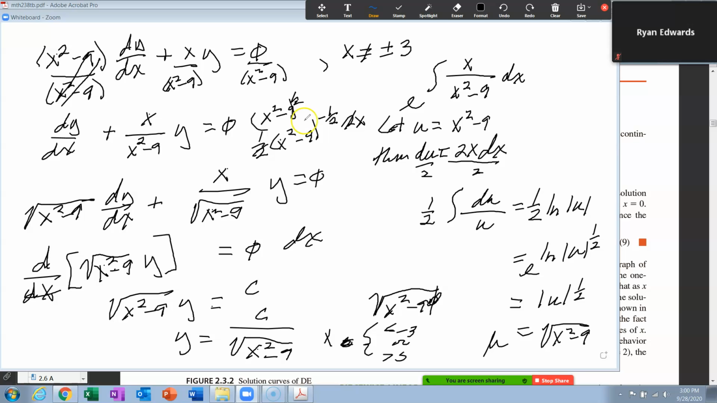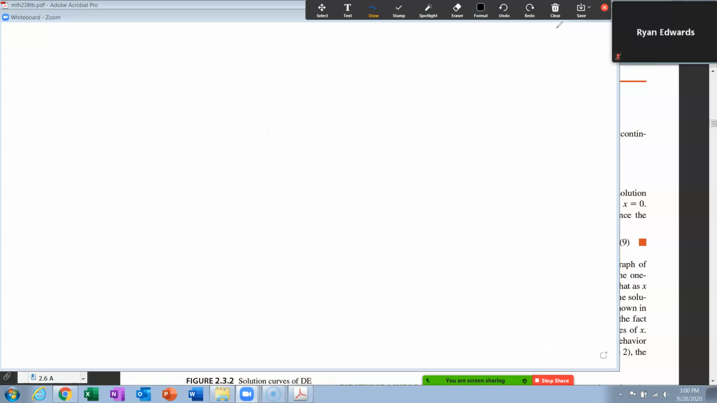Okay. I'm going to clear my drawings here. Here's example 5. Here's the differential equation: dy/dx plus y is equal to x, with initial condition that y of 0 is equal to 4. Okay.